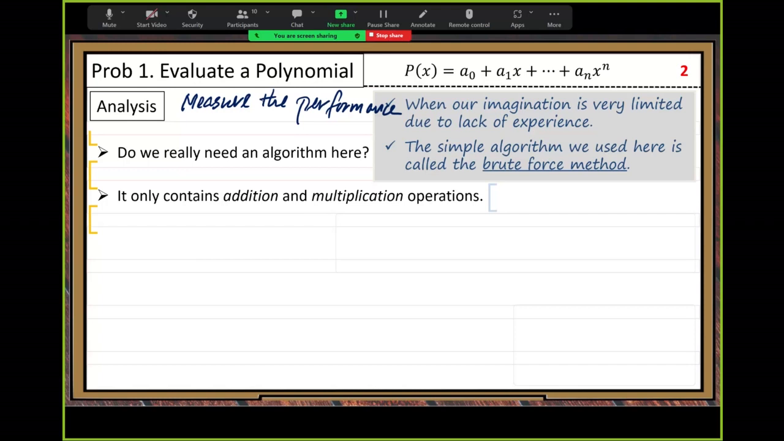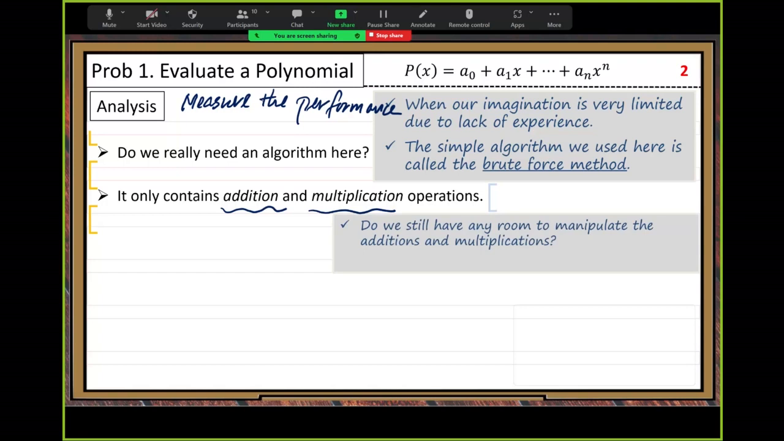And we can see our algorithm, basically what we are doing in this algorithm, is additions and multiplications. These two types of operations. All right. And here, the question: do we still have room to manipulate additions and multiplications?